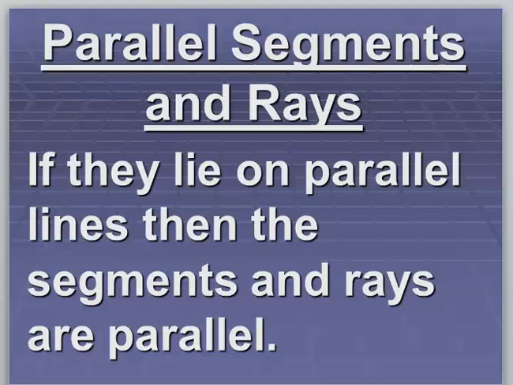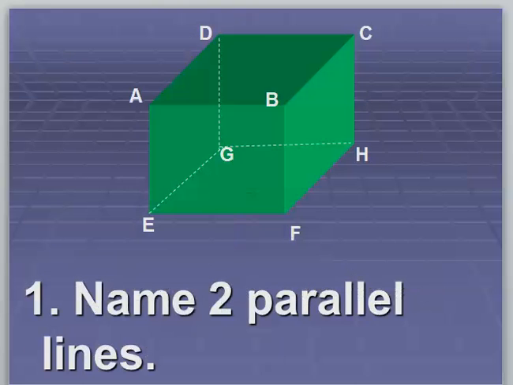Parallel segments and rays. If a segment or ray lies on parallel lines, then the segments and the rays are parallel. So if it's part of parallel lines, then any segments or rays lying on those are also parallel.